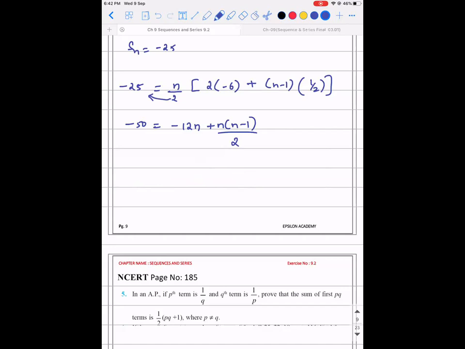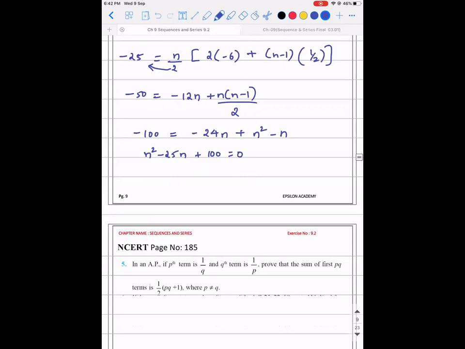Okay, sir. So minus 50, or I can write, if I take the 2 LCM, minus 100 will be equal to minus 24n plus n square minus n. So n square minus 25n plus 100 is equal to 0. So 20 and 5: (n minus 20) into (n minus 5) is equal to 0. n will be 20 or 5. Which one is right?